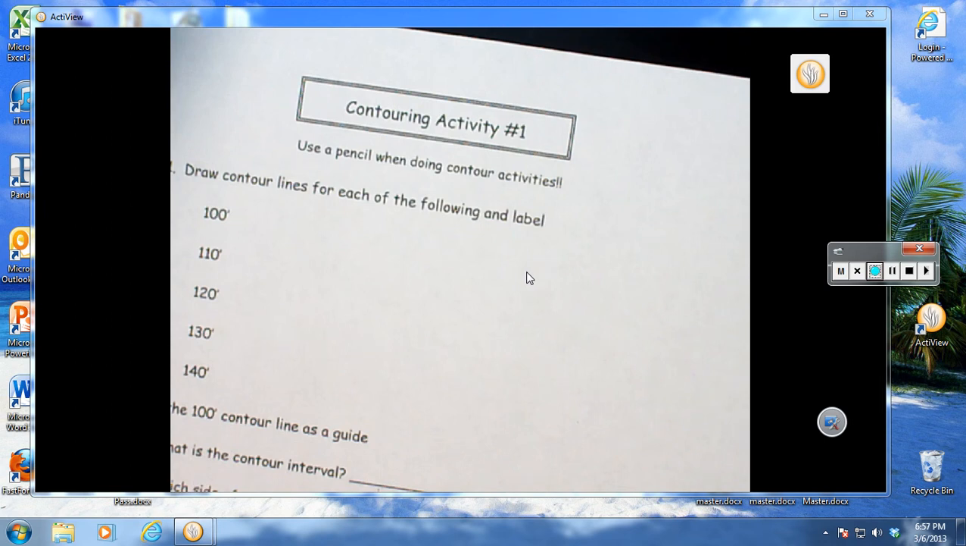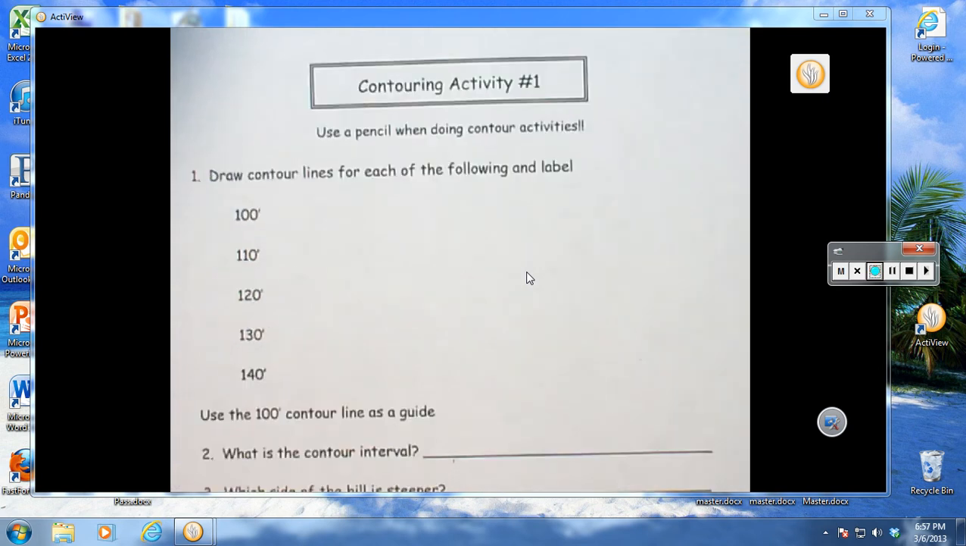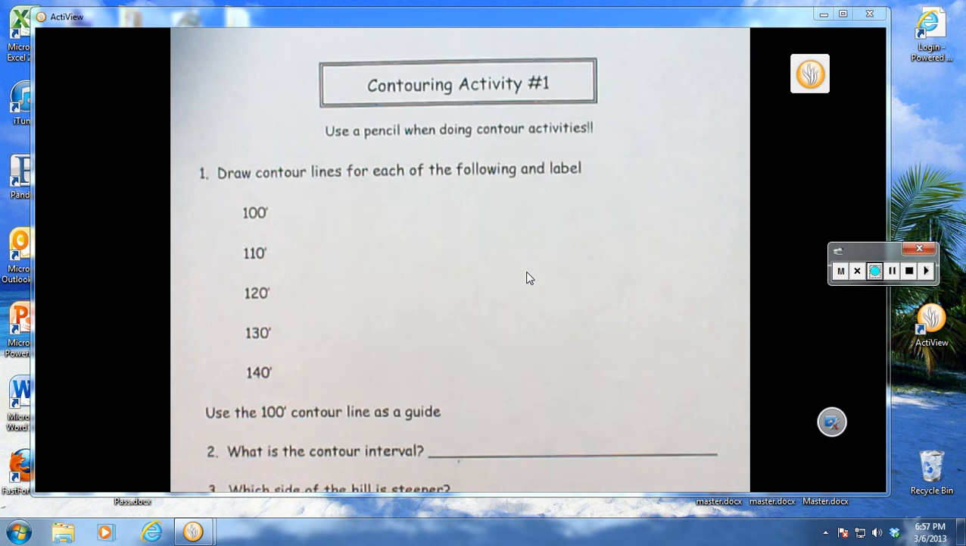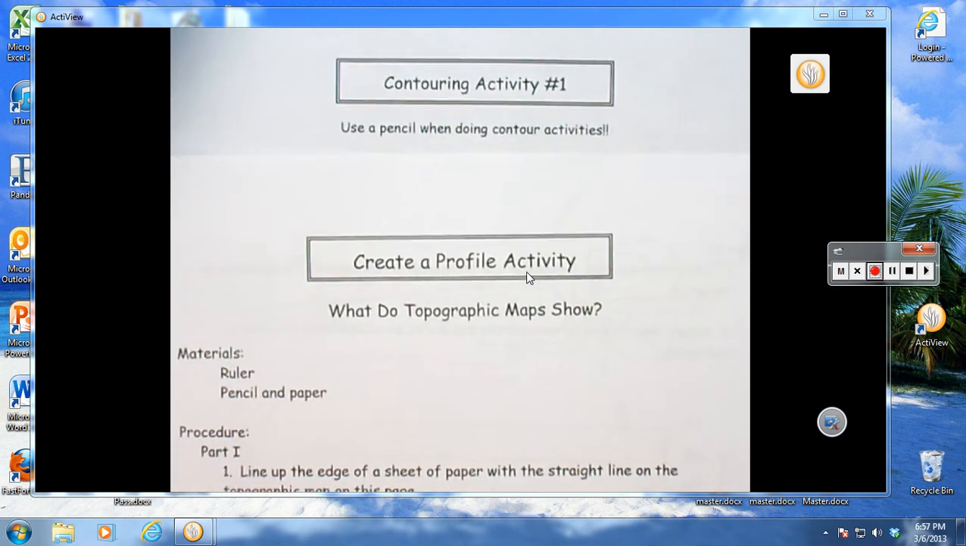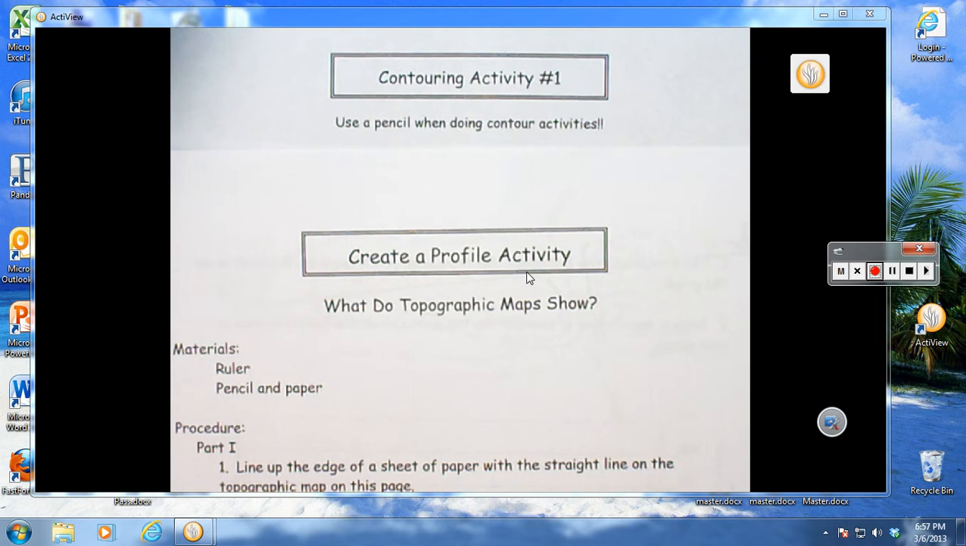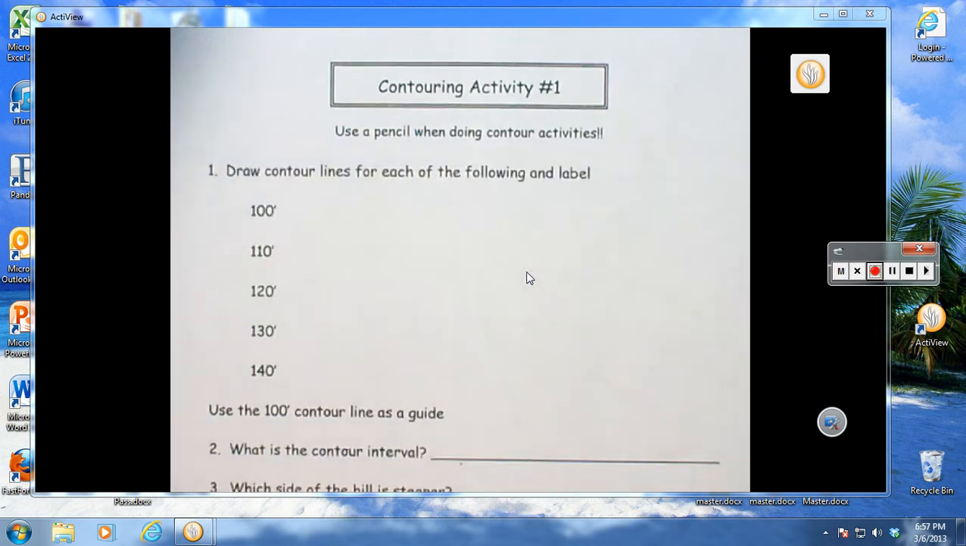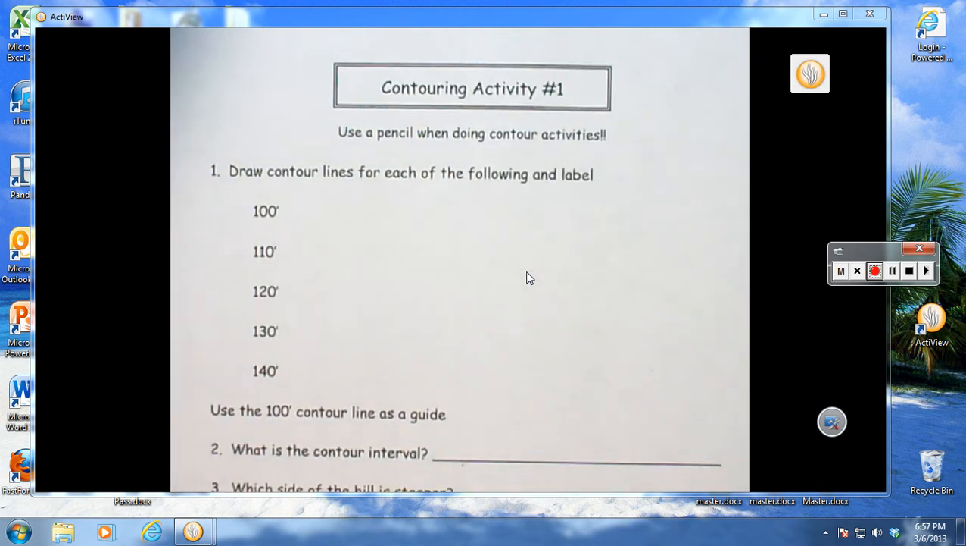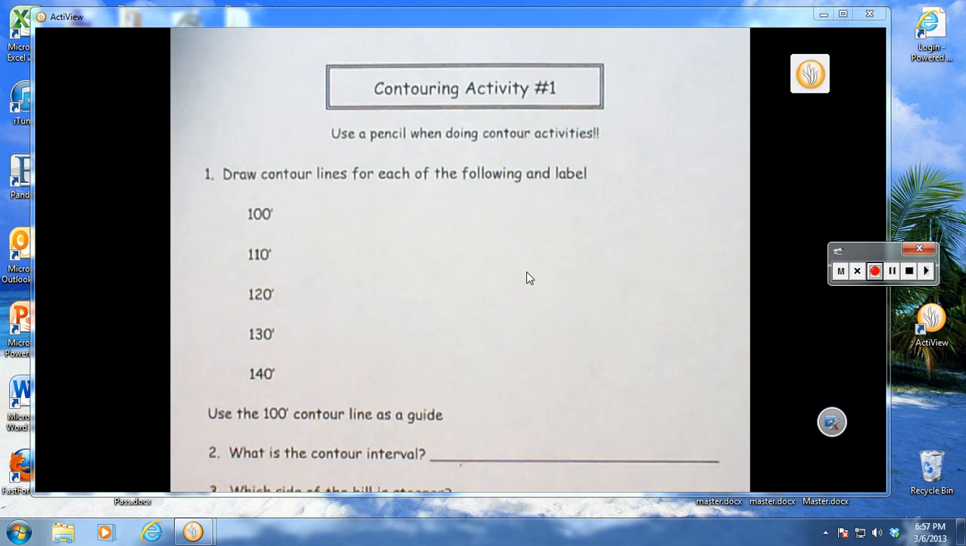Okay, today's activity is one of two parts. You're going to have contouring activity number 1, and then you should have also received a sheet that says creating a profile activity. If you're only in my 7th period class, you will get only contouring activity 1 so that you have plenty of time to get that finished. So the first one I want to go over with you is contouring activity number 1.